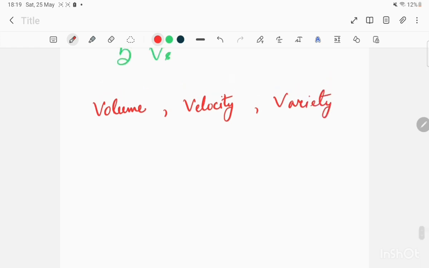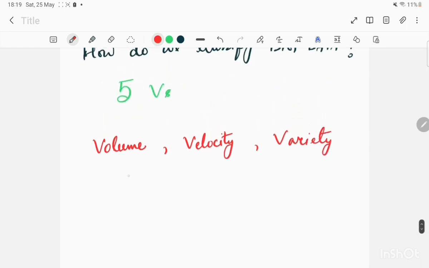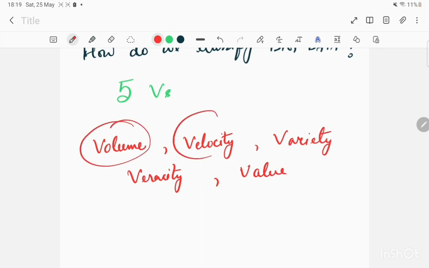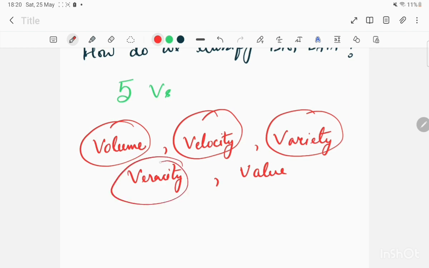First V is volume. Second V is velocity. Third V is variety. Fourth is veracity, and fifth is value. So we have 5 V's for classification of big data.